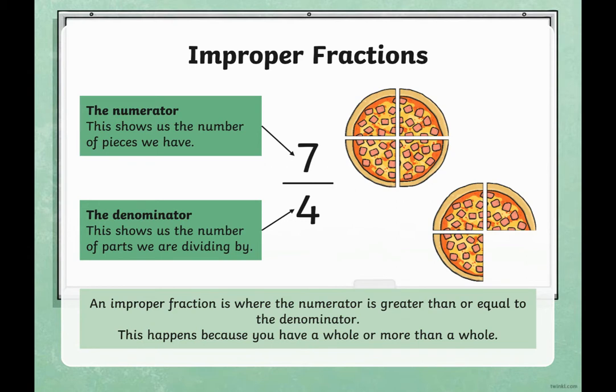So your numerator tells us how many pieces we have, and the denominator is telling us how many pieces the pizza has been cut into. So we've got 4 cuts. An improper fraction is where the numerator is bigger than the denominator, and it's because we have more than 1 pizza.